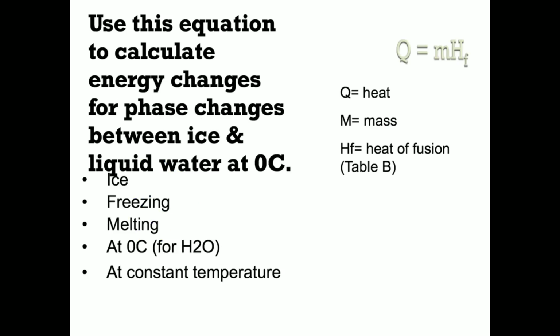Now, during phase changes, we have plateaus on the heating and cooling curves. That means we have no delta T. We will have to use a different formula. When reading word problems, we will know that we have to use a different formula when we see keywords like ice, freezing, melting, 0 degrees Celsius for water. Most of our calculations will involve water, or at constant temperature.